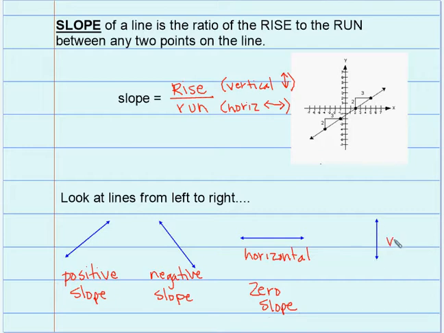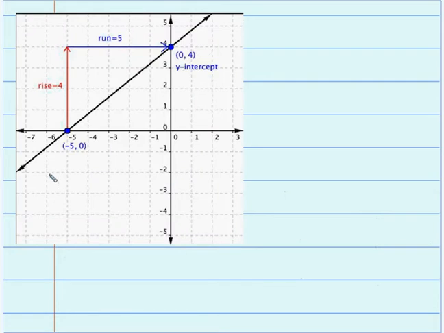And a vertical line, we say that that has undefined slope. And I'll explain that in just a minute. We don't say no slope. It's either 0 or undefined. Okay, this is a line. It is positive. It has positive slope because it's going up.